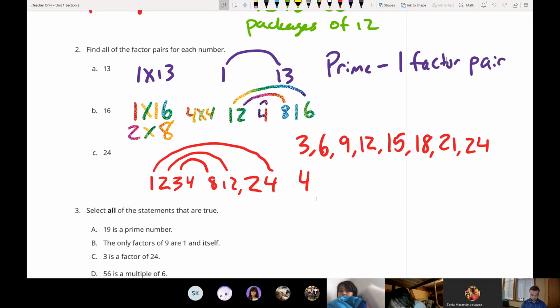Four times 12. Not quite. How can I test it? Six. Yeah, 4 times 6. Was that you, Eileen, or was that somebody else? It was me. Sometimes I can't tell voices on this if someone comes off of mute. So yeah, 4 times 6, that's another factor pair of 24.